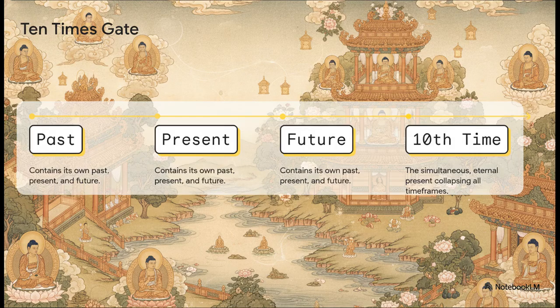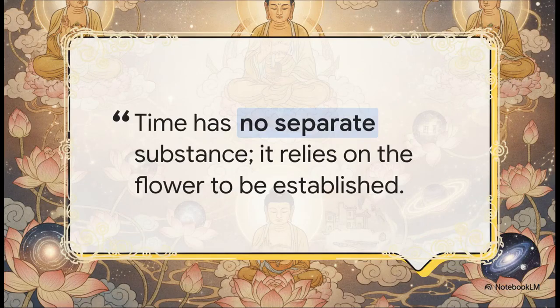The logic goes like this. You have the past, the present, and the future. But each of those three has its own past, present, and future, giving us 9 distinct time frames. But instead of a straight line, all 9 of these collapse perfectly into the 10th time, which is the simultaneous eternal present moment. All of history, all of the future, it's all happening concurrently right now. As the source text so brilliantly notes, time has no separate substance, it relies on the flower to be established.